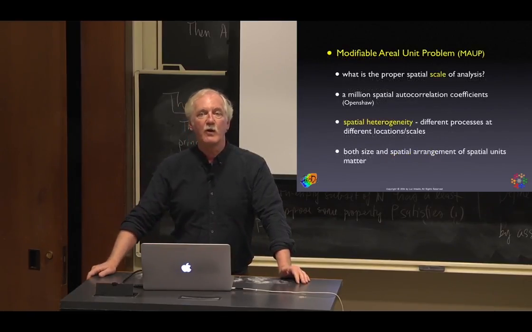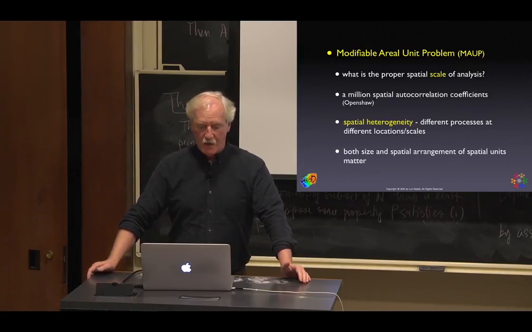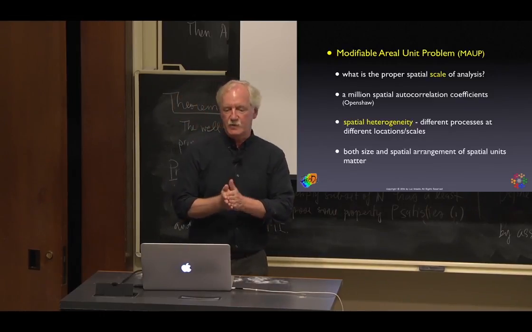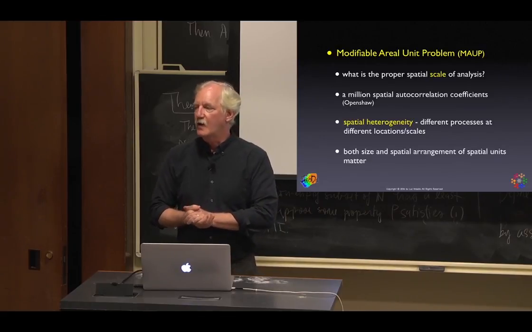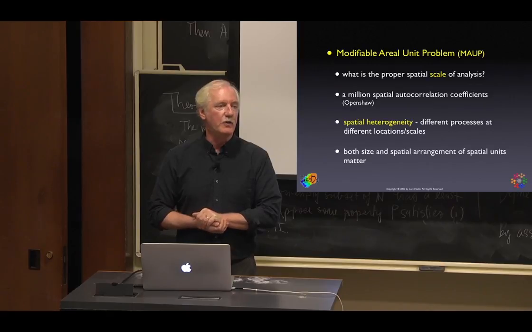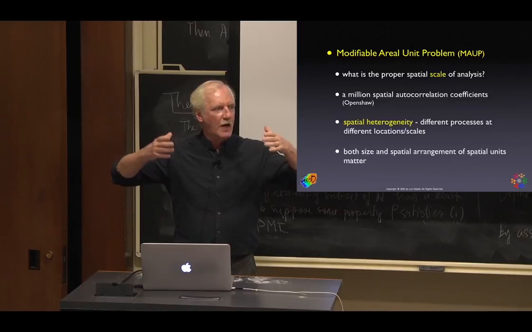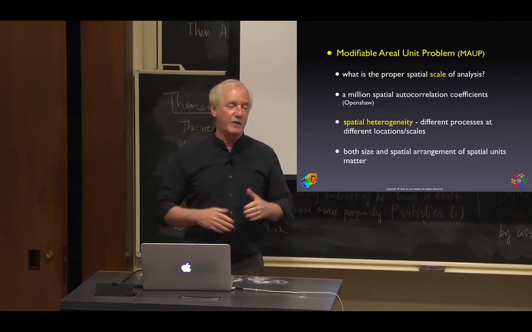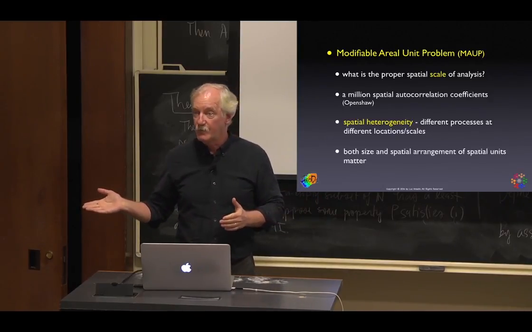Second buzzword, modifiable areal unit problem. Again, it has to do with scale. There's a famous paper, 1 million spatial autocorrelation coefficients, and it was an analysis of voting behavior in Iowa. And the author, Stan Openshaw, measured spatial autocorrelation starting with the electoral wards and slowly building up to higher and higher levels of aggregation. And what he found is that the spatial autocorrelation changed magnitude and changed sign.